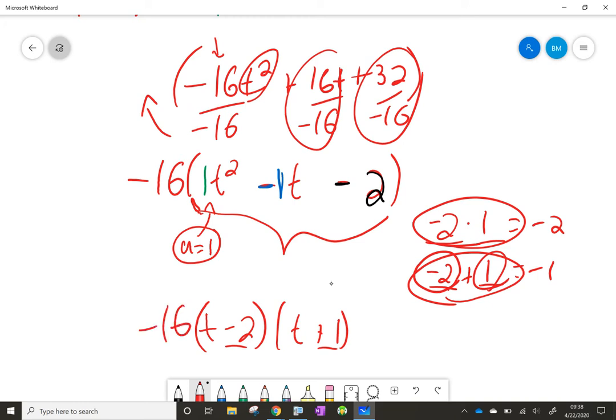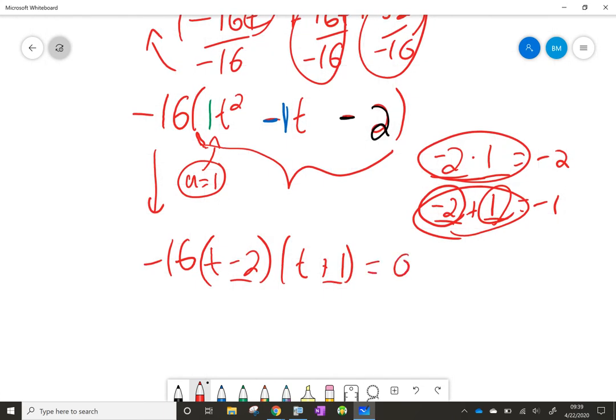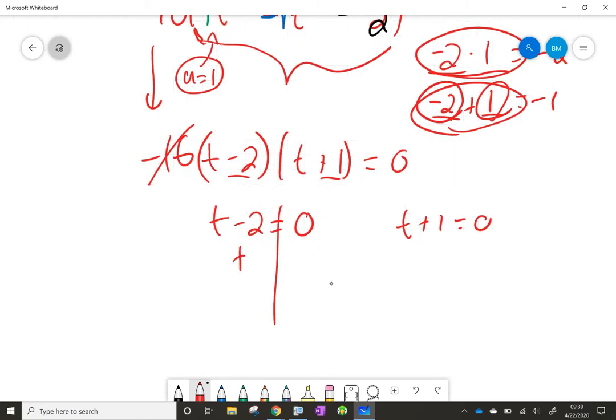This negative 16 is still technically here, but when you're asked to find the zeros, the x-intercepts, negative 16 is never going to equal 0, so it's something we can ignore. We just solve each of these equal to 0. So t minus 2 equal to 0 and t plus 1 equal to 0. When you solve, the first one becomes t equal to positive 2, and the one over here would be t equal to negative 1.